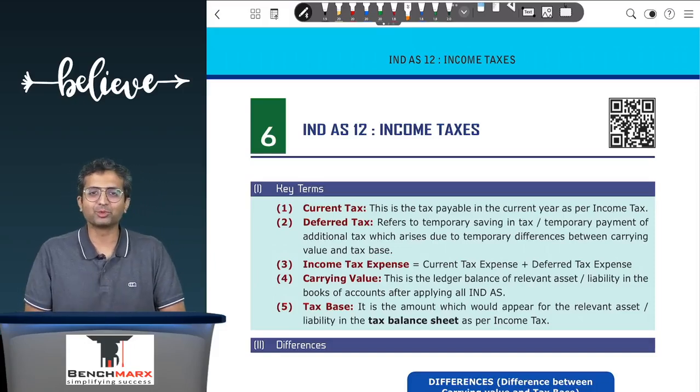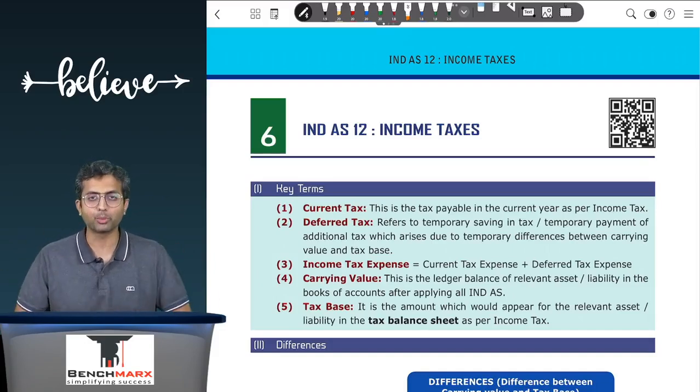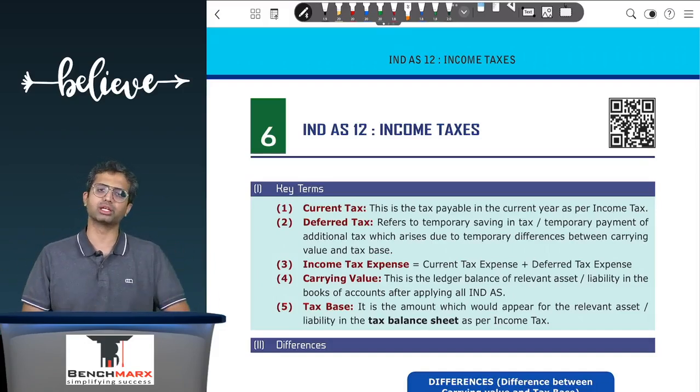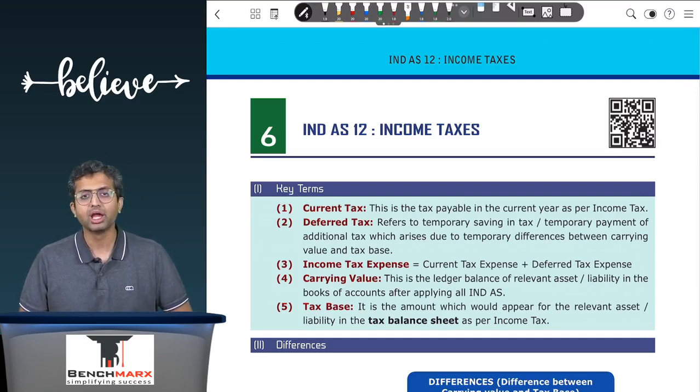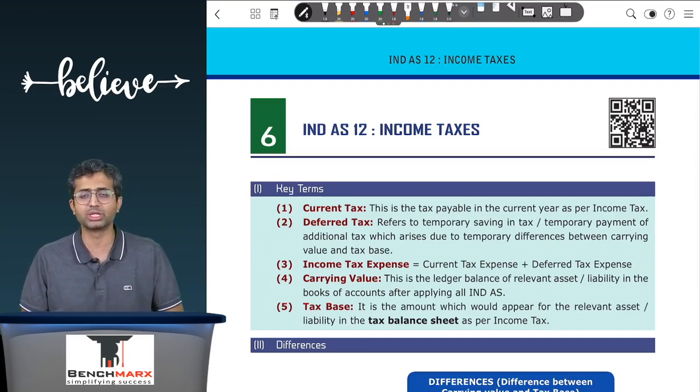Hello everyone and welcome to the next quickfire revision for Ind AS 12 income taxes. This is undoubtedly an important topic and is a tier 1 category topic for your exam perspective. It comes directly as well as along with other bigger questions in chapters like business combinations as well.